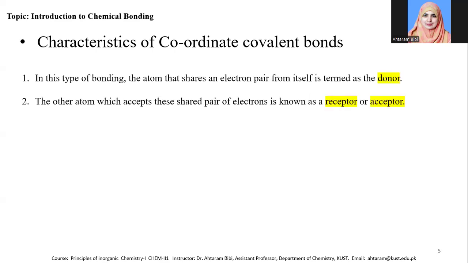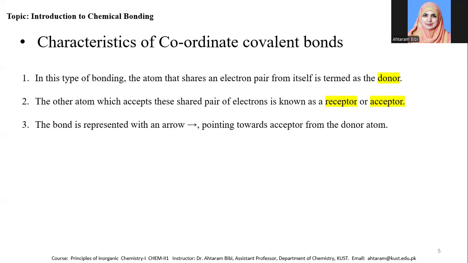So the characteristics of coordinate covalent bond: in this type of bonding, one of the atoms or molecules which donates the lone pair of electrons is known as the donor, while the other atom which accepts this shared pair of electrons is known as the acceptor or receptor. The bond is represented with an arrow pointing toward the acceptor from the donor atom. As we can see in the molecule of boron trifluoride and ammonia, ammonia is the donor, so the arrow is from ammonia to the boron trifluoride.